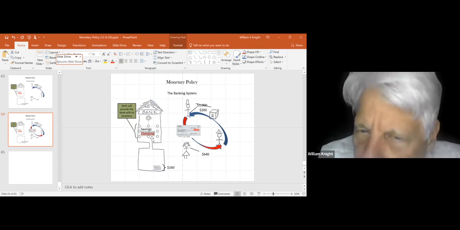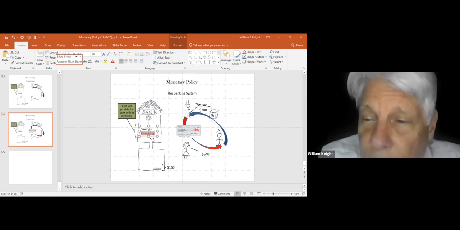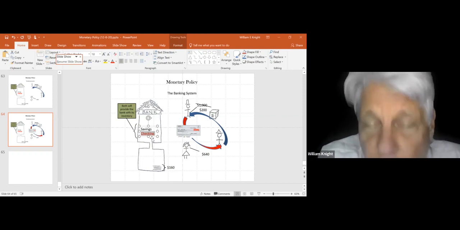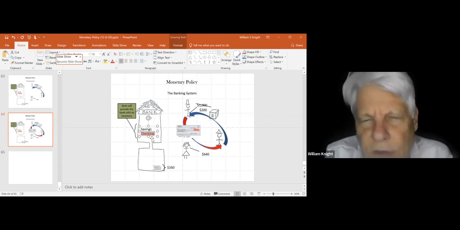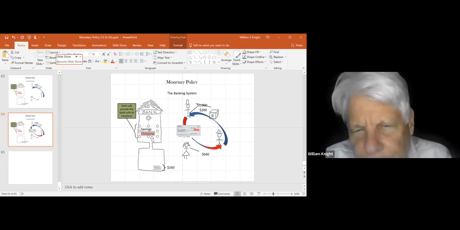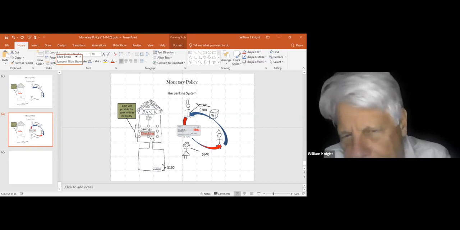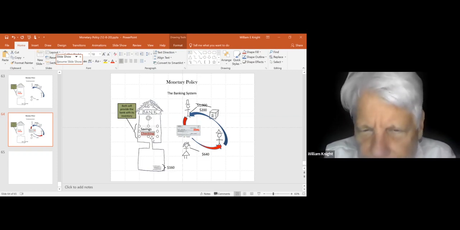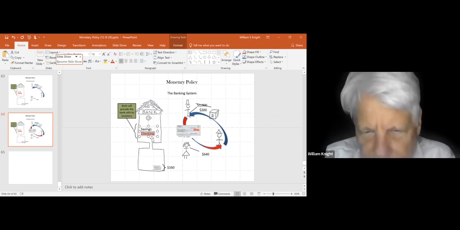Does it have potential drawbacks? Indeed, it does. Is there something we can do to mitigate those potential drawbacks? Yes, there is. What are the potential drawbacks of the fractional reserve system? And what can we do to mitigate them? Come back next week and we will discuss more about the banking system, and we will finish up monetary policy.